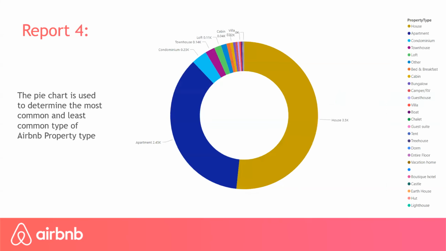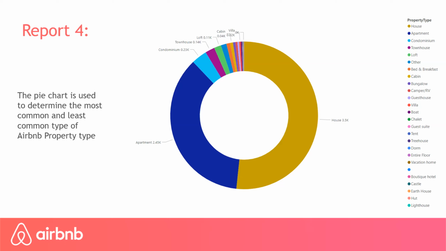Next, we have a pie chart that represents the ratio of different Airbnb property types. We can use this to determine the most common and the least common type of properties booked. Houses and apartments are widely used, whereas huts or lighthouses are not very famous.